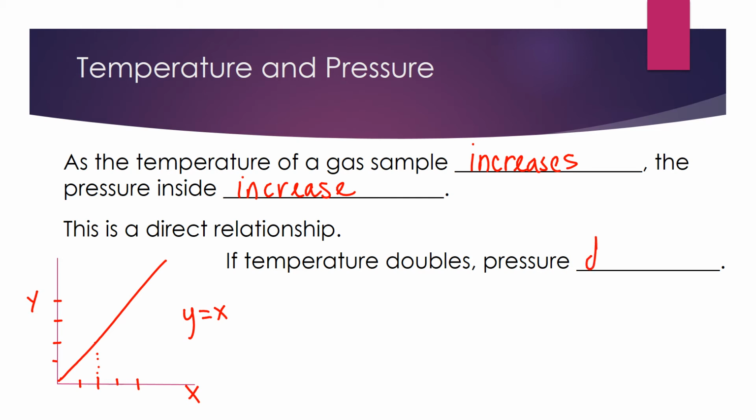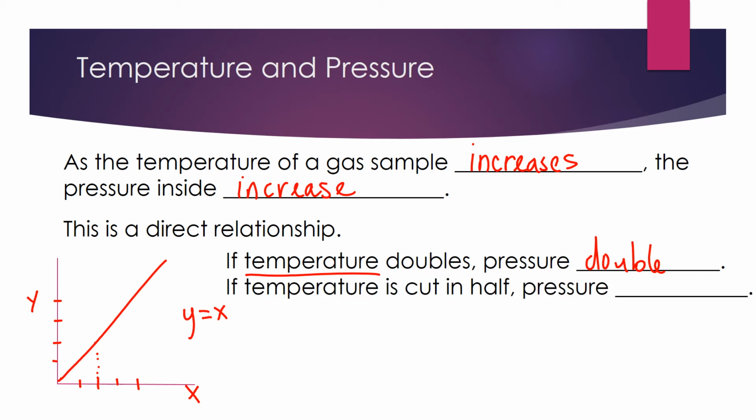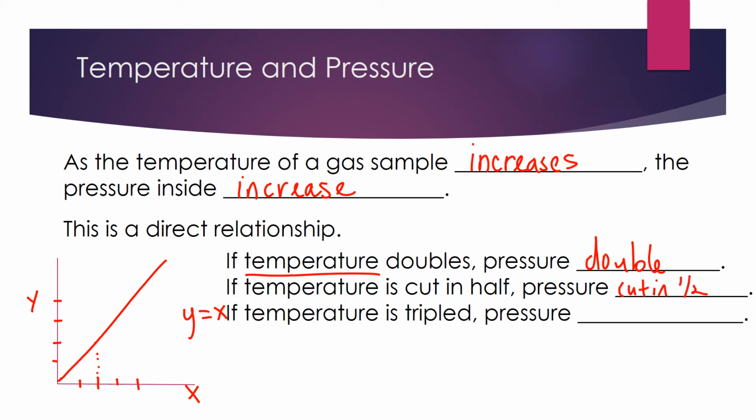So if you double the temperature, the pressure will also double. Now, I think it's important to note, if you double the Kelvin temperature, the pressure will double. If the Kelvin temperature is cut in half, pressure is cut in half. If the temperature is tripled, pressure is tripled.